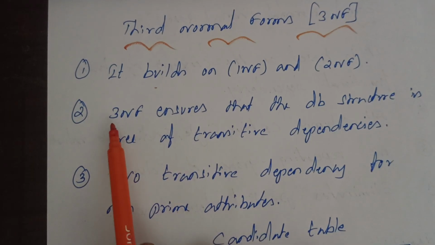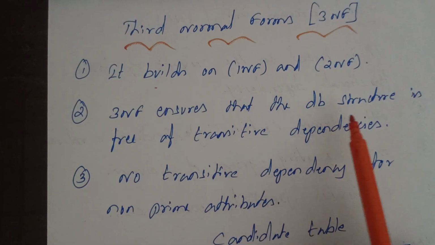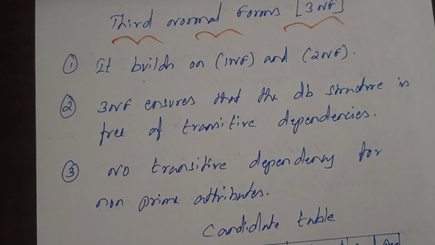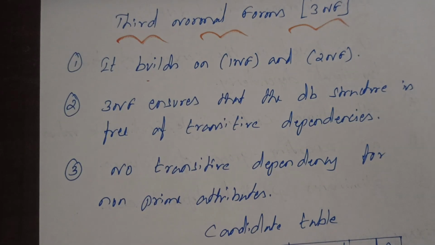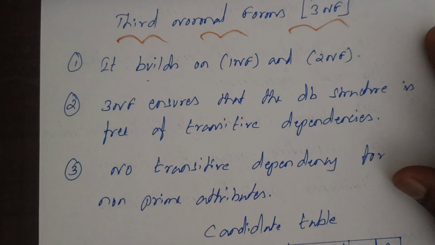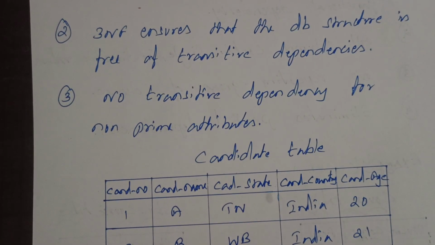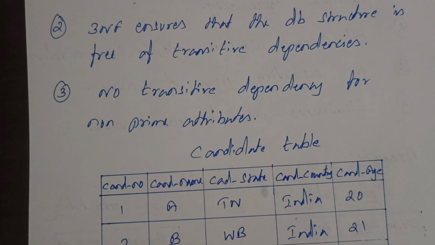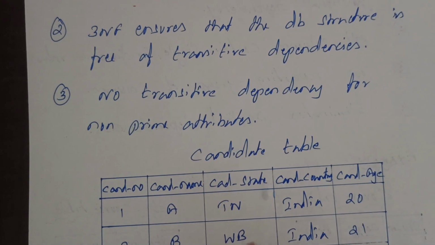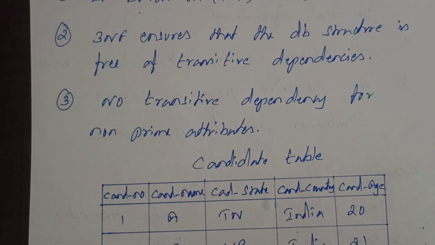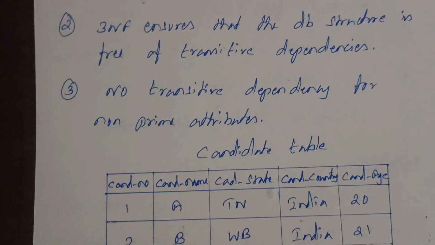So what this 3NF ensures is that the database structure is free from transitive dependency. That means a column has more than one dependency in the same table, right? Partial dependency is in the sense that one column in a table can depend on another column, not more than one. But transitive dependency is in the sense that if any table column depends on a non-prime attribute, that is going to be a transitive dependency. Let's take one example.